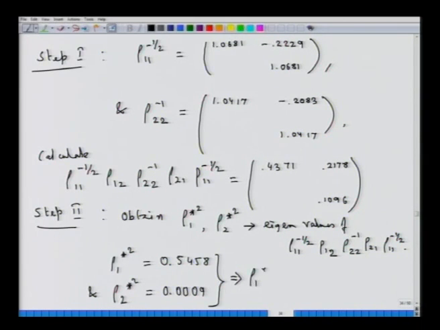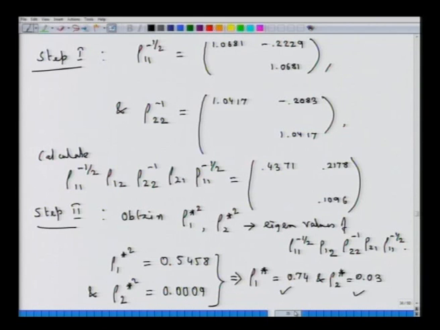This rho 1 star is the first canonical correlation coefficient, which is the square root of this particular term, and the square root is approximately equal to 0.74, and this rho 2 star is the square root of this particular term, which is 0.03. So, the first canonical correlation coefficient is 0.74, the second canonical correlation coefficient is 0.03. Now, these are the canonical correlation coefficients. What are the canonical variables, which is important.